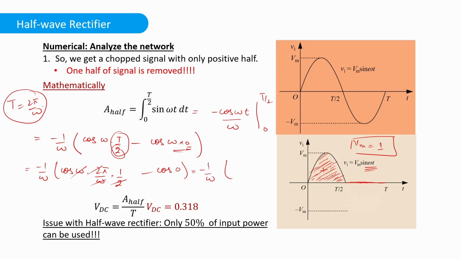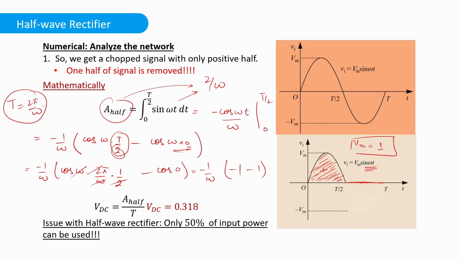So this becomes minus 1 by omega. Now, cos pi is what? You know this, cos pi is minus 1. And then we have this minus sign, and cos 0 is once again 1. So the result becomes minus 1 by omega times minus 2. So this becomes 2 by omega. Okay, so the area under this signal is 2 by omega.